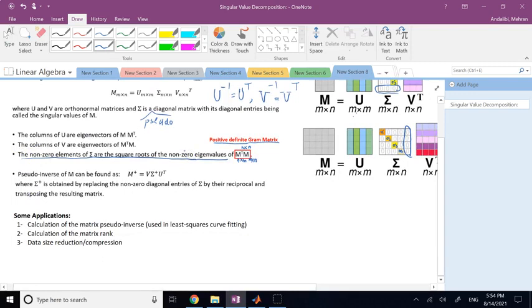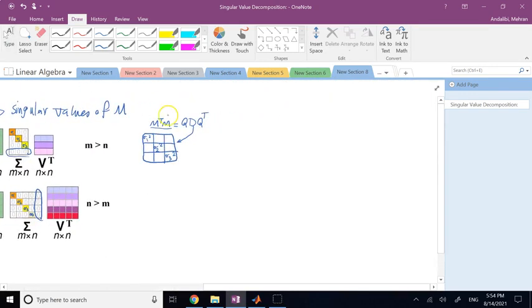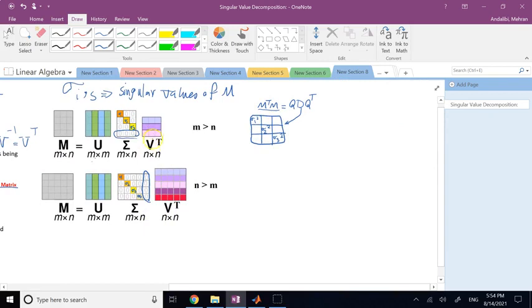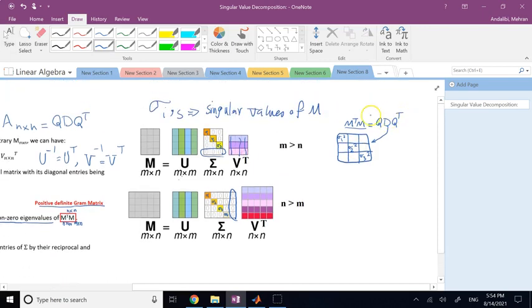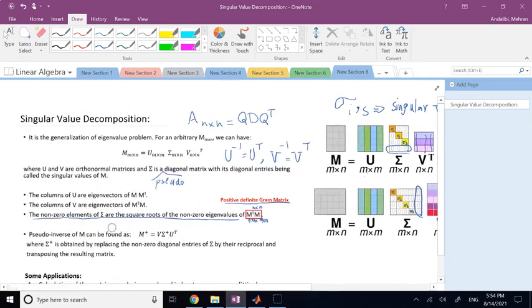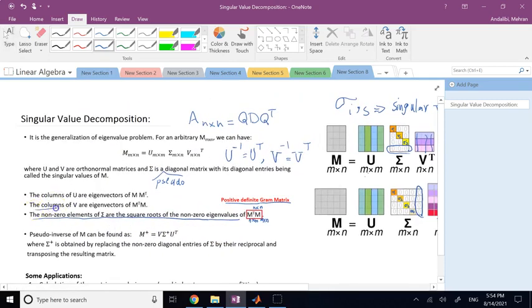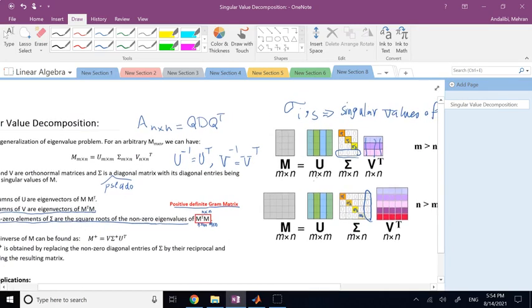And also, if you look at the dimension of M transpose M, in this case, you see it's the same as V. In general, it is the same dimension as V. It's N by N. So the columns of V can also be found through the eigenvectors of this M transpose M.